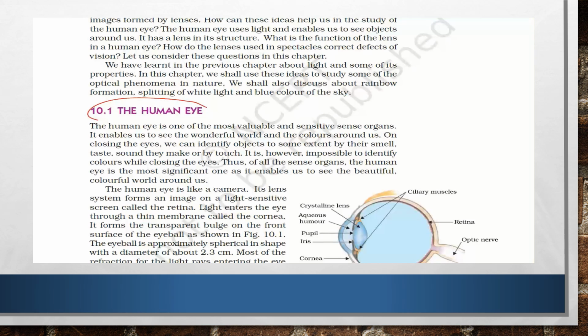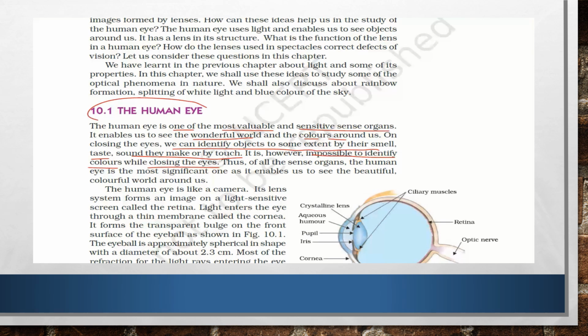Okay, so what is the human eye? The human eye is one of the most valuable and sensitive organs in our body. What is it helping us to do? We know that we are seeing the wonderful world and the colors around us with the help of this eye only. On closing the eyes, we can identify objects to some extent by their smell, taste, the sound they make, or by touch. However, it is impossible to identify the colors while closing the eyes.